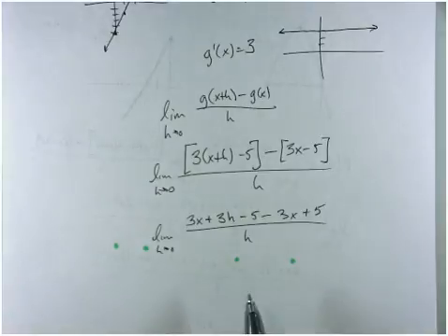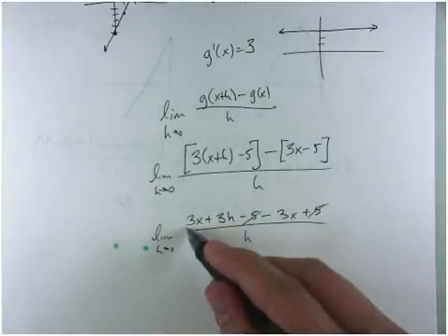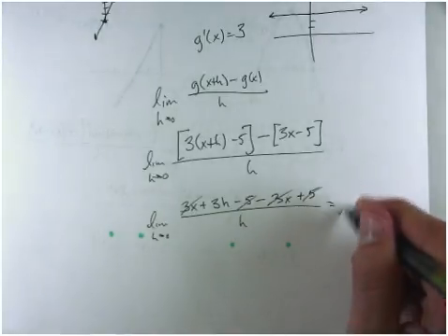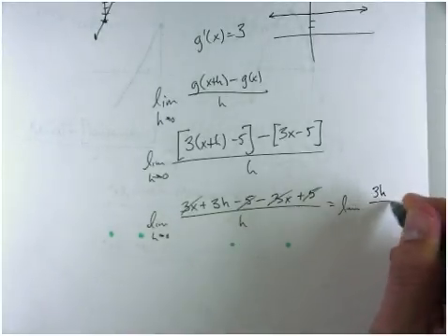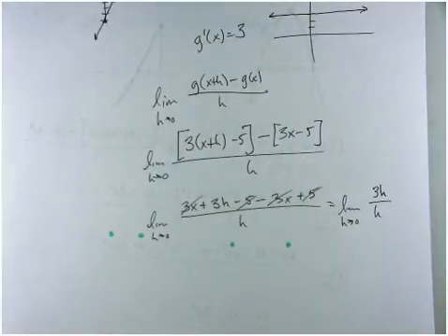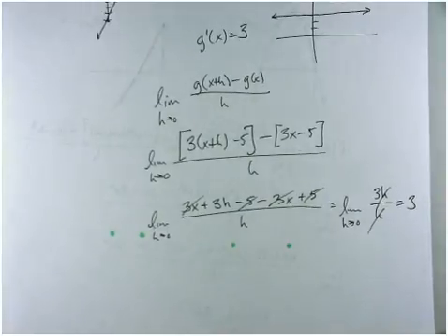So all I've done here is distribute. And now I can add up like terms. Minus 5 plus 5, awesome. 3x minus 3x, awesome. So it's just the limit of 3h divided by h as h goes to 0. And the h's will cancel. They're both factors. So that's just plain old 3, which is great because that's what we knew from context.